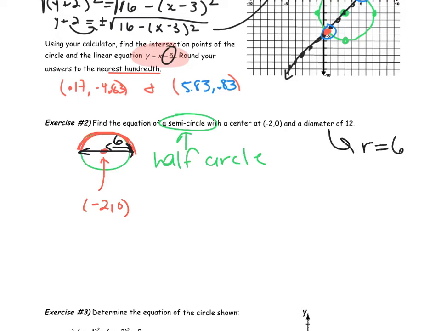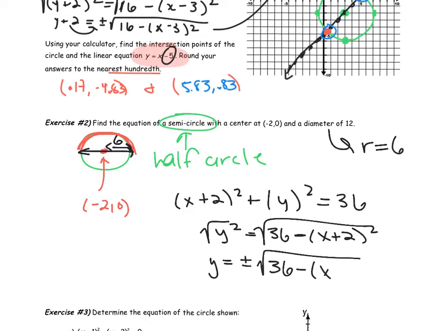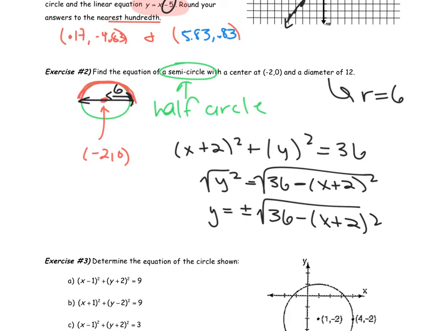And we're just going to come up with our formula. We'll have x plus 2 squared plus y squared equals 6 squared, which is 36. And we're going to get y by itself because we want to get the equation of the semicircle. So we'll have y squared equals 36 minus x plus 2 squared. Square root both sides. We'll have y equals plus minus the square root of 36 minus x plus 2 quantity squared. Now remember, I just want the semicircle, so you have to pick. It's going to be one or the other. You can't have both. Because if I leave my answer like this, that's the equation of a circle, right? That's two semicircles.